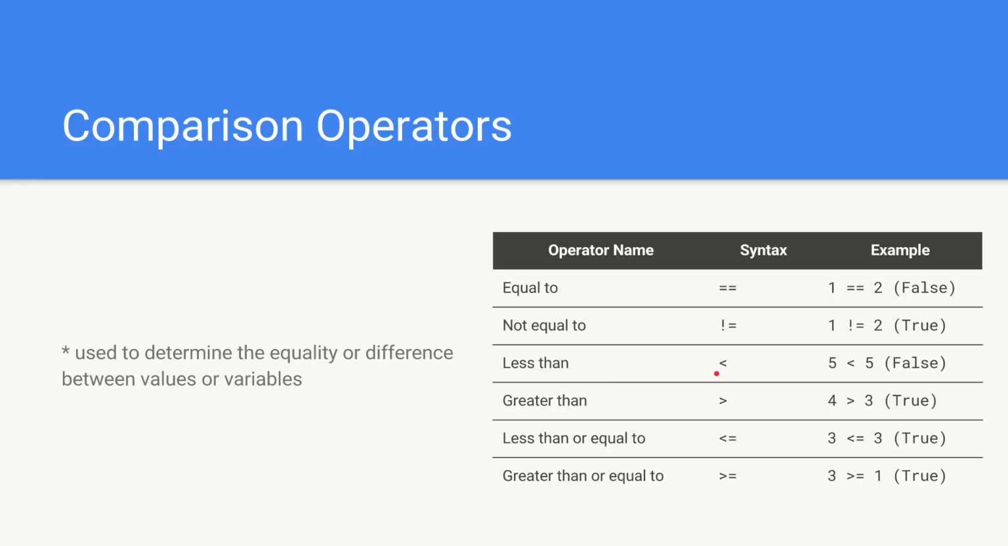Another operator we get is the less than operator, which is represented by an open angle bracket. This operator checks if the second value is greater than the first value, and if it is, returns true. In this example, we see that 5 is not less than 5, so it returns false.